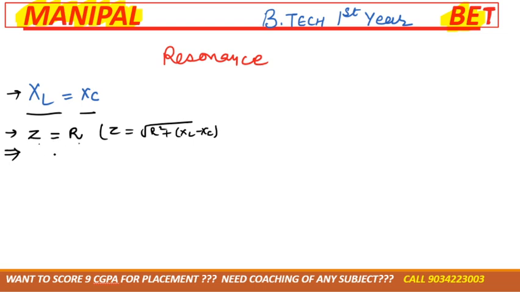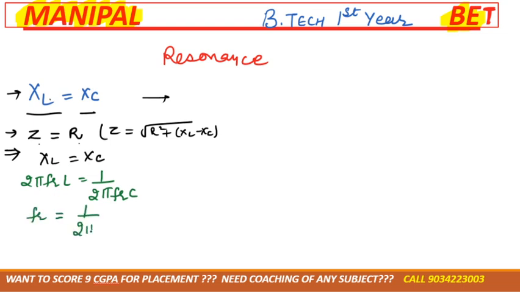And if Z is equal to R, then in that case, XL is equal to XC. XL formula is 2 pi FR L. Normal frequency is different from resonant frequency. Okay? So if I calculate from here, FR would be equal to 1 by 2 pi root LC. Okay? This is resonant frequency.